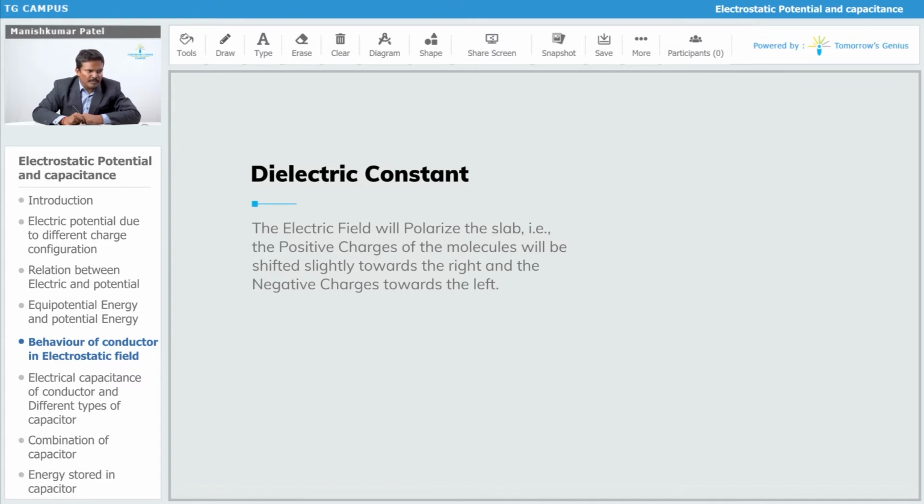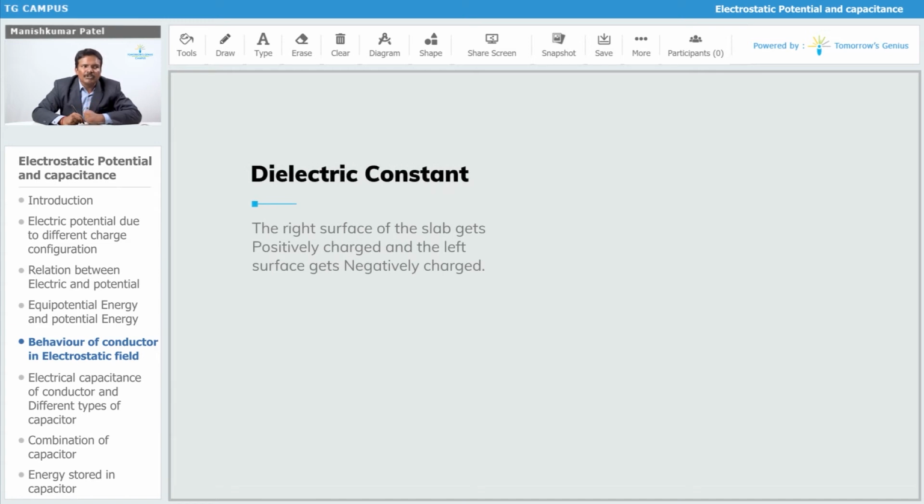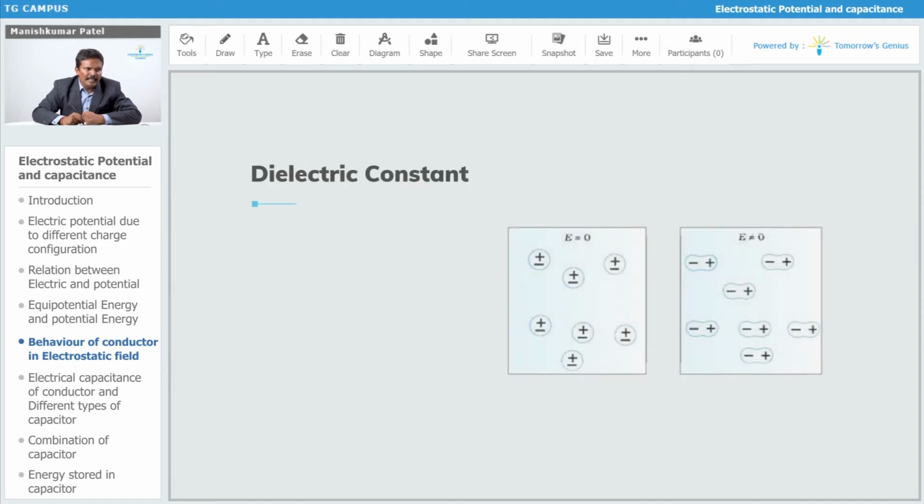Now, because of this process, the positive charges of the molecules are shifted slightly towards the right and the negative charges are shifted towards the left. So the right surface of the slab gets positive charge and the left surface gets negative charge. Because of this, there is a formation of an electric field which is less than the external electric field. The net field can be written as the external minus the induced, that is EP.